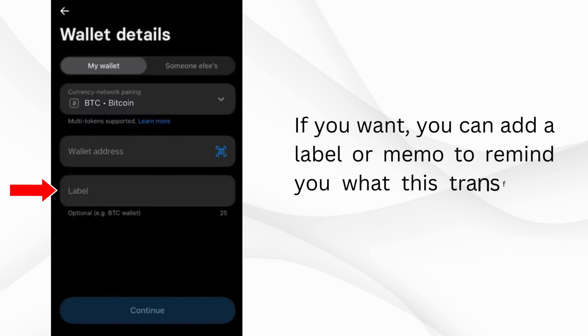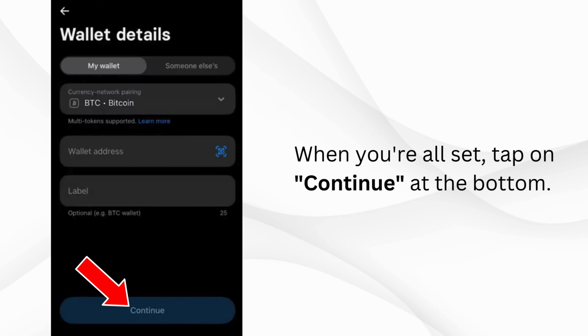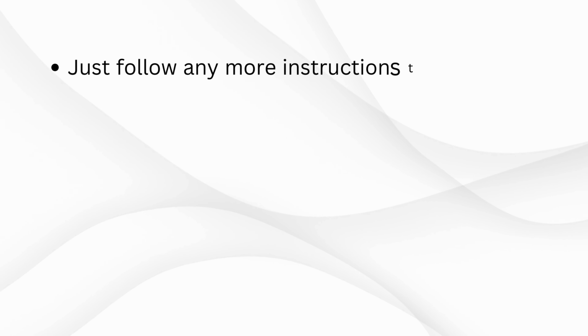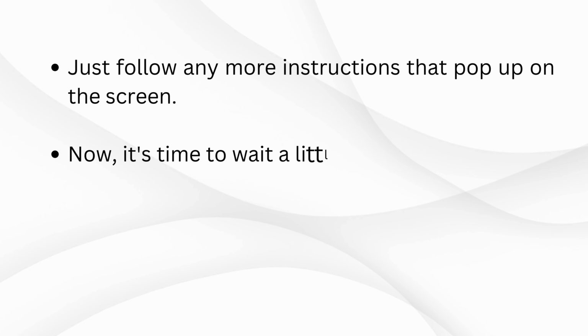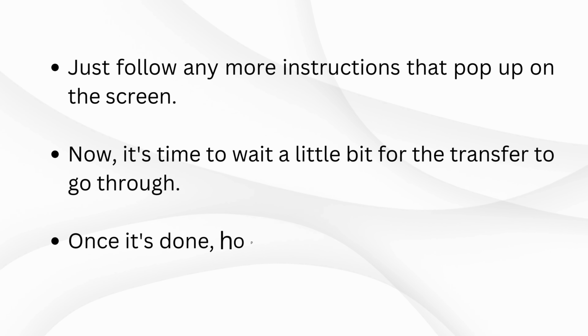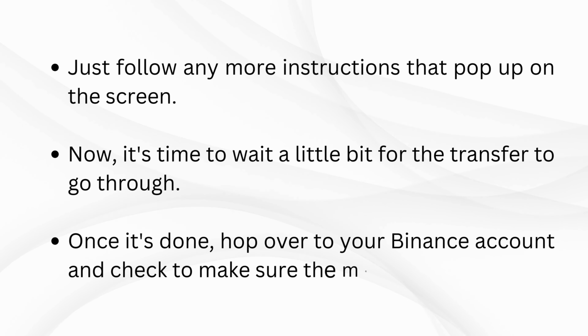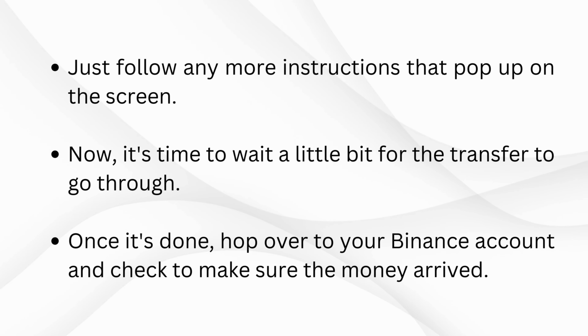If you want, you can add a label or memo to remind you what this transfer is for. When you're all set, tap on Continue at the bottom. Just follow any more instructions that pop up on the screen. Now, it's time to wait a little bit for the transfer to go through. Once it's done, hop over to your Binance account and check to make sure the money arrived.